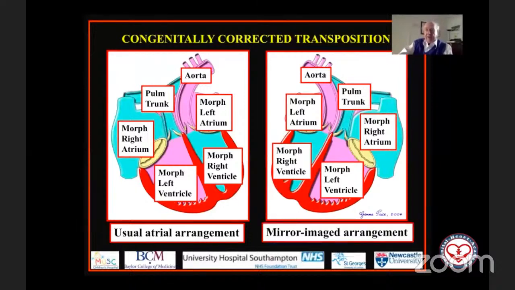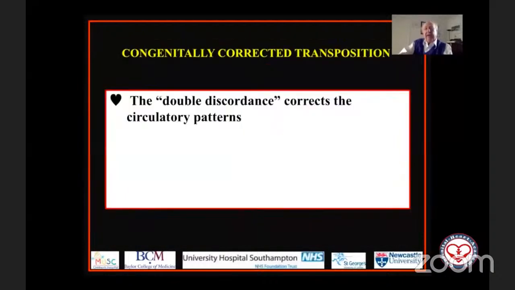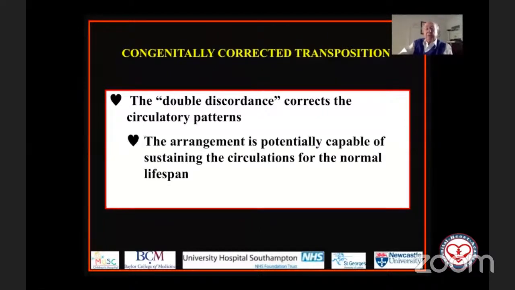So when we have congenitally corrected transposition in the setting of mirror imaged atrial arrangement, it is D-transposition, it is D-loop transposition, but it is still congenitally corrected because we have the combination of discordant atrioventricular and discordant ventriculo-arterial connections. So this is what we are going to be looking at today. And so we know that the double discordance corrects the circulatory patterns.